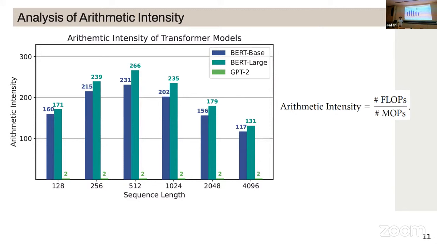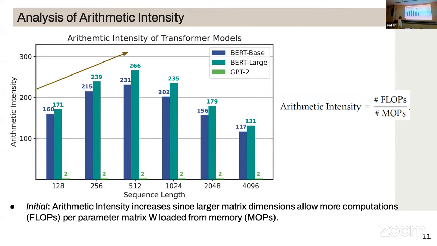If we look at the trade-off between flops and MOPs, or basically the ratio between those, that is called arithmetic intensity. That is a metric that's used to figure out if something needs a lot of computation or a lot of memory operations. So we're dividing the two curves from before. And what we notice now is that for BERT-style models, the encoder-style models, we initially have an increasing arithmetic intensity because as we get larger and larger matrices, we can do more and more computations per parameter loaded from memory.